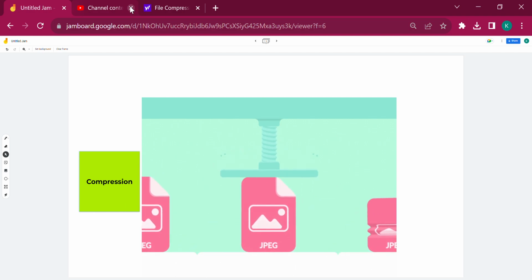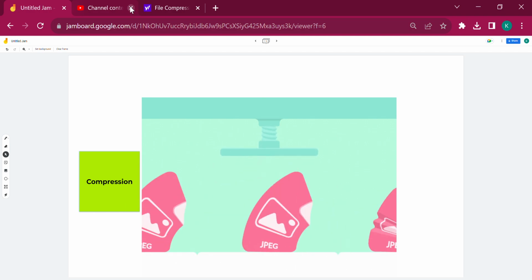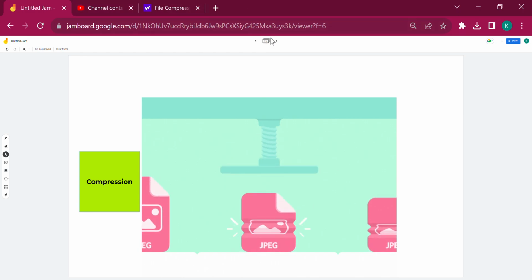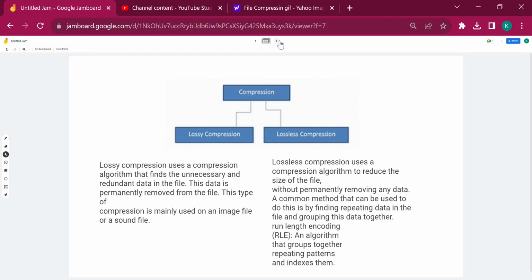So let's discuss how many types of compression are available in computers. Basically there are two types of compression. One is known as lossy compression and the other is known as lossless compression. Lossy compression, as its name indicates, means that we lose some data while compressing the file.